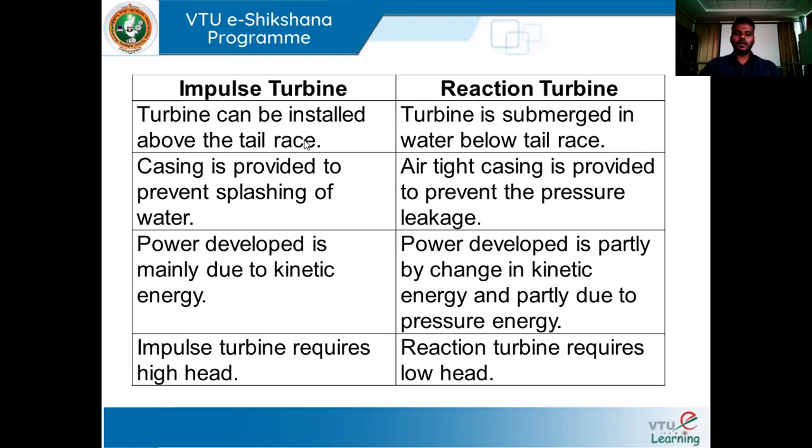In the case of impulse turbine, it requires high head. That means it requires more pressure energy. The reaction turbine can be used in medium head as well as low head applications, but it needs more flow rate.